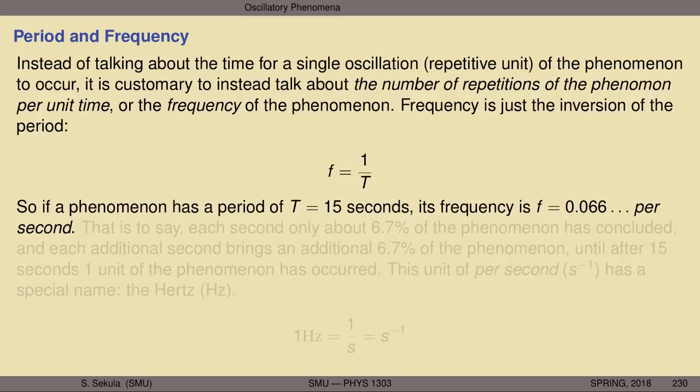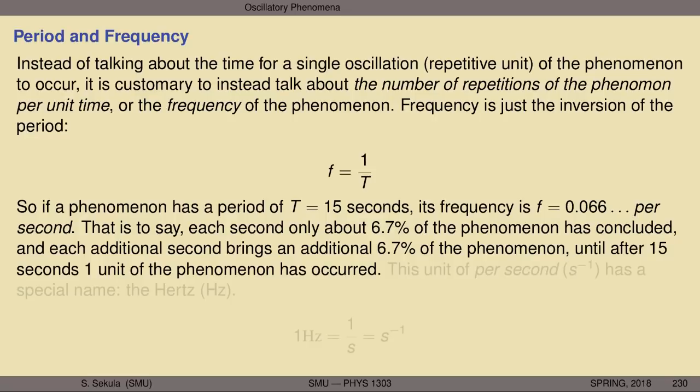Let's say there's some phenomenon that we're studying. It has a period of 15 seconds. That is, over 15 seconds, the whole phenomenon occurs, and then in the next 15 seconds, it just repeats again. Its frequency is 1 over 15 seconds, or 0.066 things per second. Another way of looking at this is to say that each second, only about 6.7%, or 1/15th, of the phenomenon has concluded. And every additional second that passes brings us an additional 6.7%, or 1/15th, of the phenomenon, until finally, after 15 seconds has occurred, 1 unit of the phenomenon has also occurred.